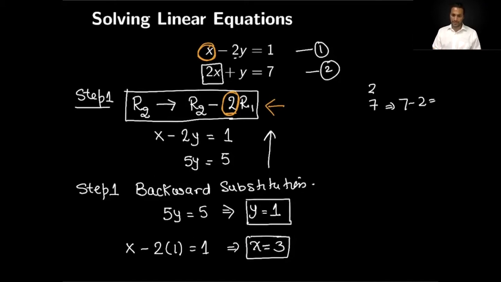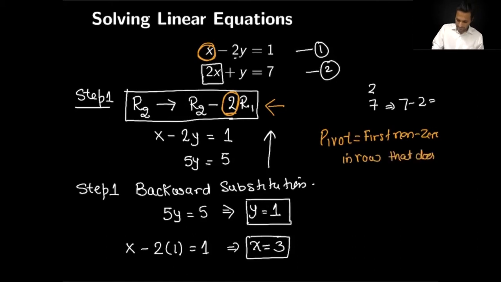This has a name: it's called a pivot. A pivot is the first non-zero entry in a row that does the elimination. And that number 2 is called the multiplier, because it helps us eliminate that 2x.